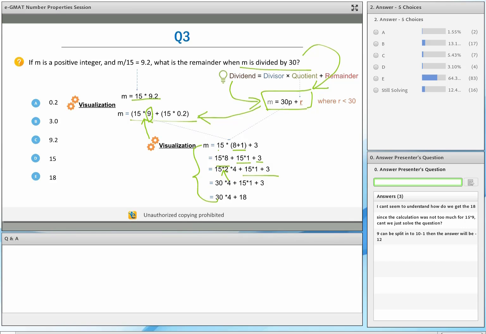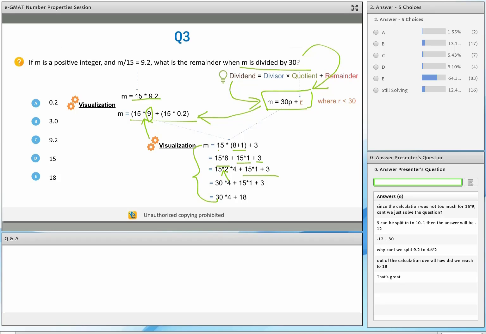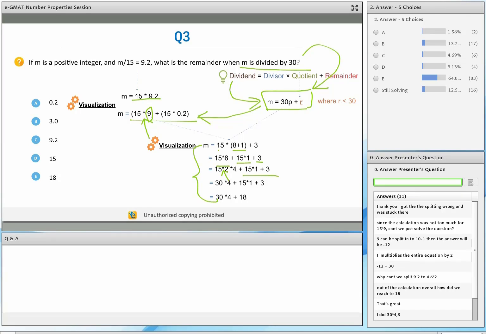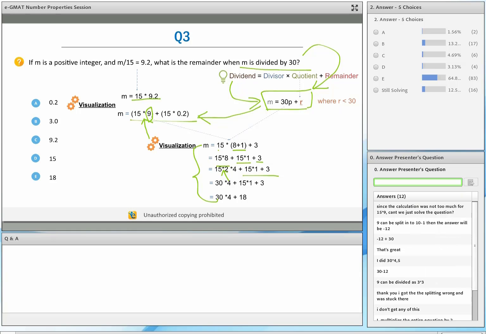Now I have this comment over here. 9 can be split into 10 minus 1, then the answer will be minus 12. But then remember, remainder is always a non-negative number. So that minus 12 has to be converted back into a non-negative number, which is going to be minus 12 plus 30. Absolutely, that's what you need to do. So either which way, you need to apply the constraints. That's something which is very important, right? You need to apply the constraint. Okay. All right. So good. Very nice.